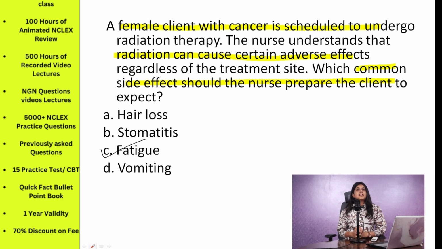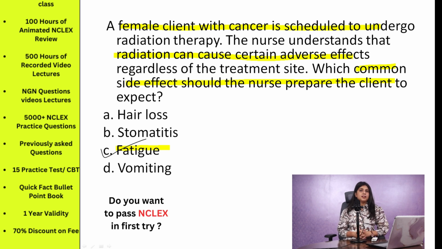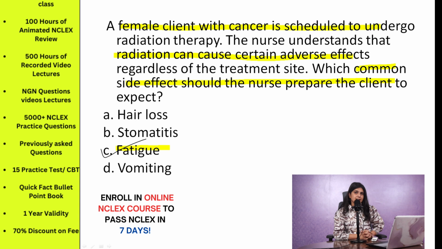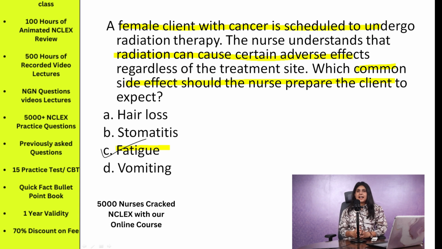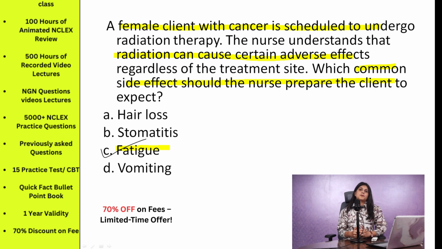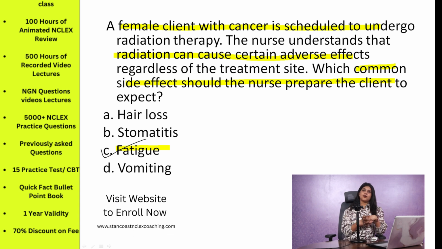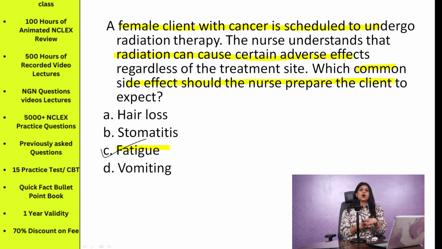Correct answer: C. Fatigue is a common adverse effect of radiation therapy, regardless of the treatment site. Other generalized effects may include skin toxicities and anorexia. Option A, hair loss, is a site-specific effect that occurs when radiation is directed at the scalp. Option B, stomatitis, occurs when radiation is targeted at the head or neck region. Option D, vomiting, is more common when the gastrointestinal area is exposed to radiation.